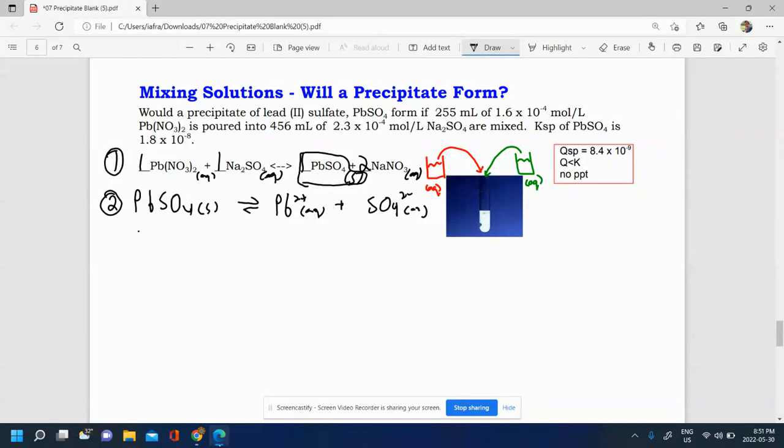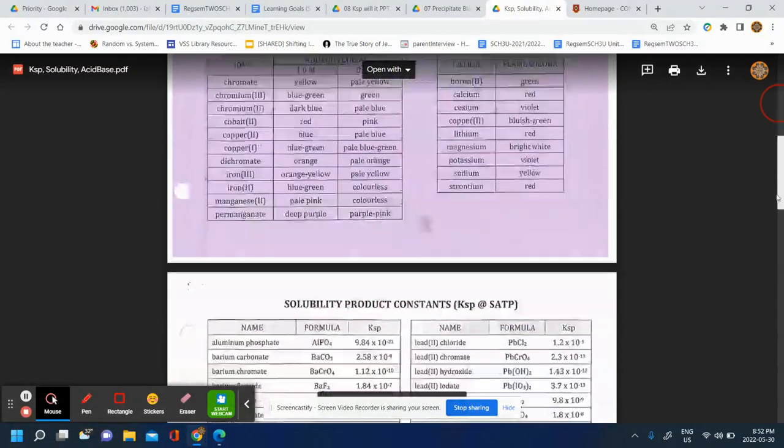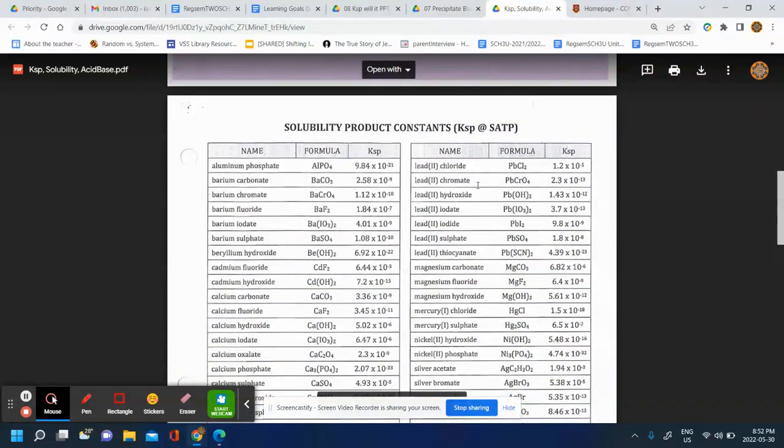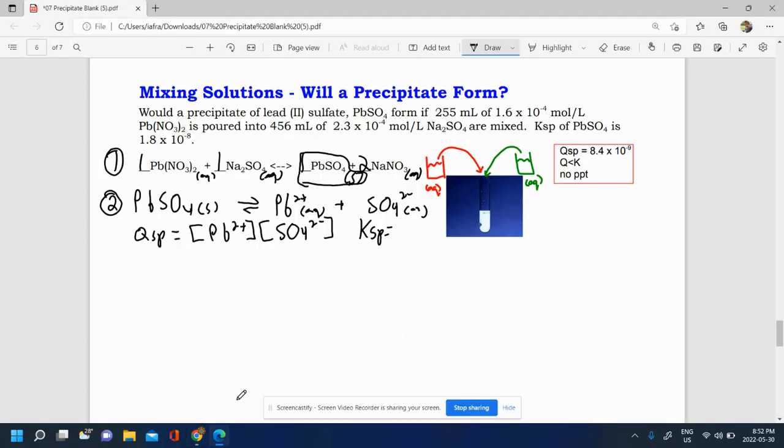And so we need our QSP expression. QSP is going to be equal to the concentration of the Pb2+ times the concentration of the SO4 2-. And then we can also get our KSP from the table. So lead sulfate, its KSP is going to be 1.8 times 10 to the power of negative 8. So it's not very soluble. 1.8 times 10 to the power of negative 8.